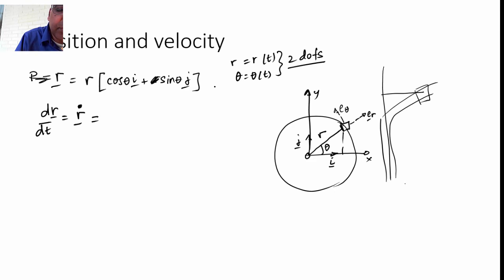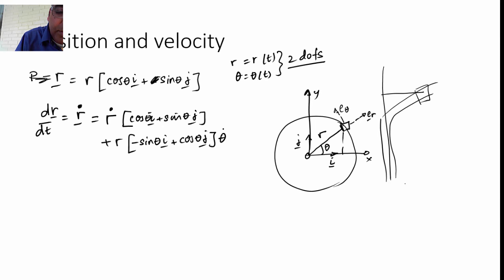I'm going to differentiate it by chain rule, sorry, product rule, and I'll get r dot times cos theta i plus sin theta j, plus r times minus sin theta i plus cos theta j, times theta dot. This is just chain rule. So chain rule plus product rule. By the way, this vector has magnitude 1, and that is e_r.